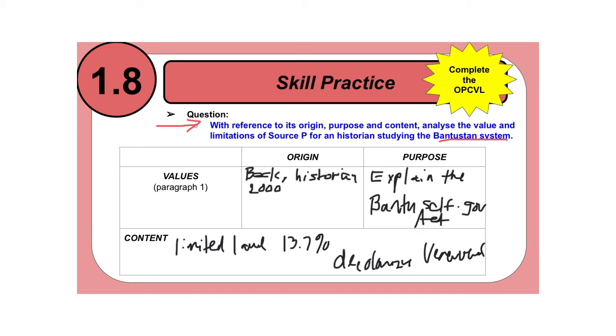Let's do an OPCVL. So a paragraph for values. Well, first of all, Beck is a historian. So he is somebody who is learned. He knows about this information. He is writing a book in 2000, so it's plenty of years removed from it. So there's been lots of analysis for this type of document. And so Beck is obviously a learned individual, so this would be a value.